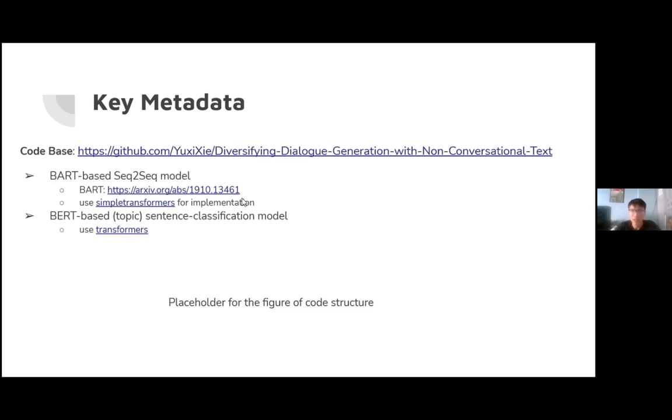Then another thing is how exactly we are going to filter the non-conversational corpus such that it will be useful in trying to enrich the conversational model. We would be using a BERT-based sentence classification model. What this would do is that we would first train this BERT model on the main data set, the conversational corpus, which in this case is the daily dialogue data set.